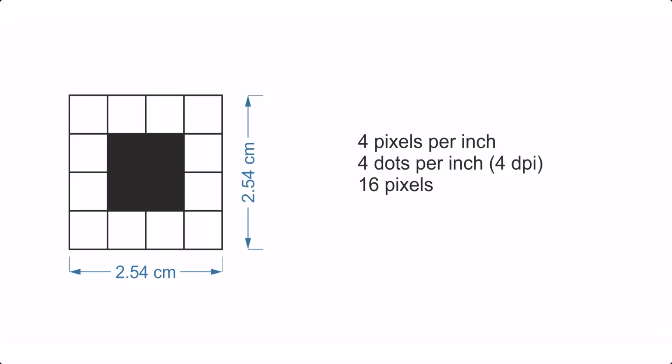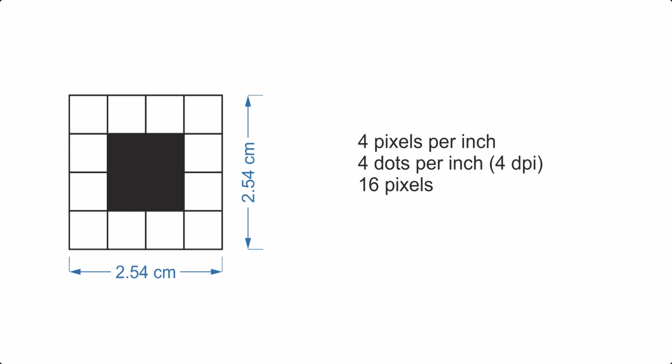This is a raster image with dimensions of 1 inch by 1 inch, or if you prefer 2.54 cm by 2.54 cm, which uses 4 by 4 pixels to represent its content. In other words, it has a resolution of 4 pixels per inch, which could be noted as 4 dpi or 4 dots per inch. It is therefore an image that in total is made up of 16 pixels.